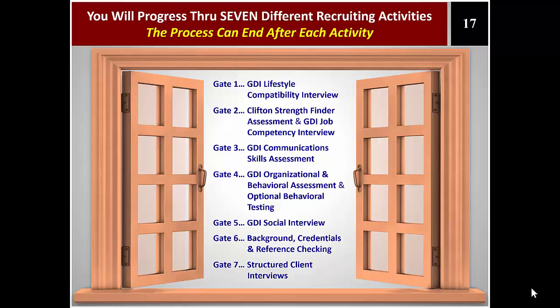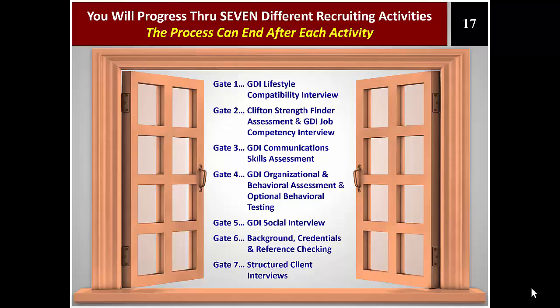At the end of that interview, you either pass or don't pass. If you pass, you go to gate 2, which is the Clifton Strengths Finders assessment and the GDI job competency interview. And if you pass that, you go through the GDI communication skills assessment, followed by the GDI organization and behavioral assessment, and any optional testing if necessary.